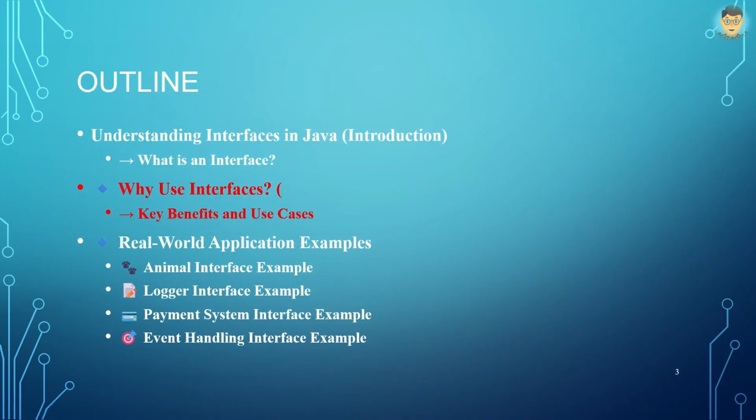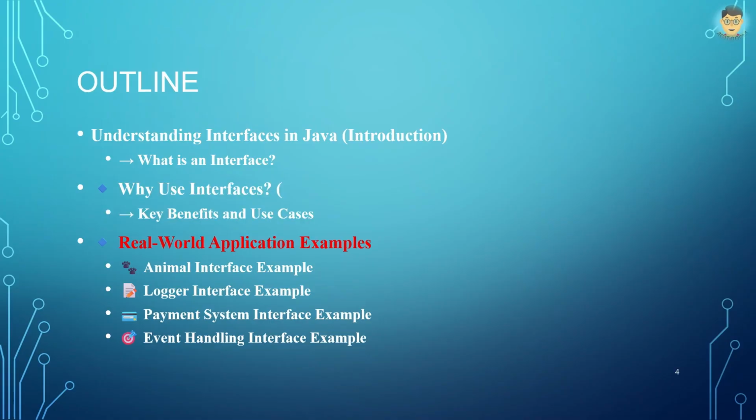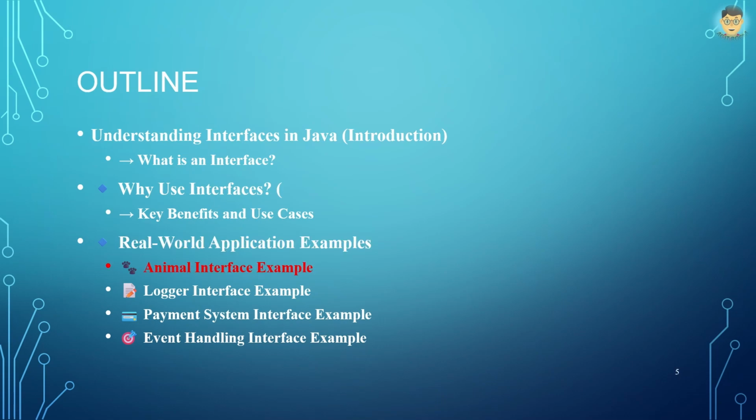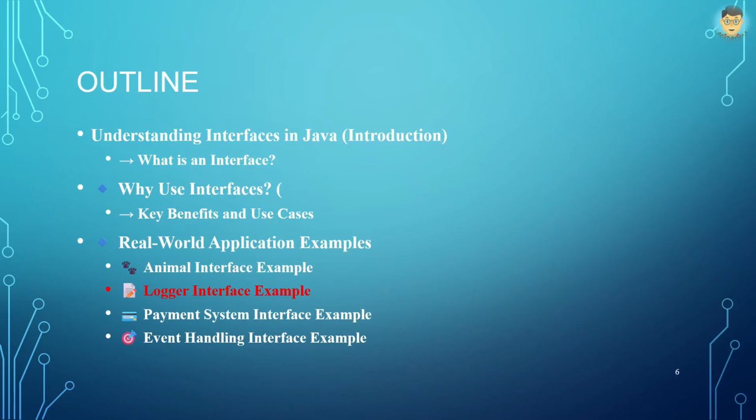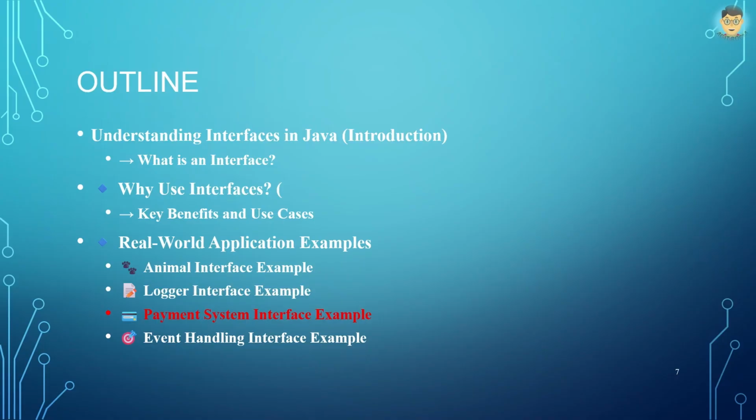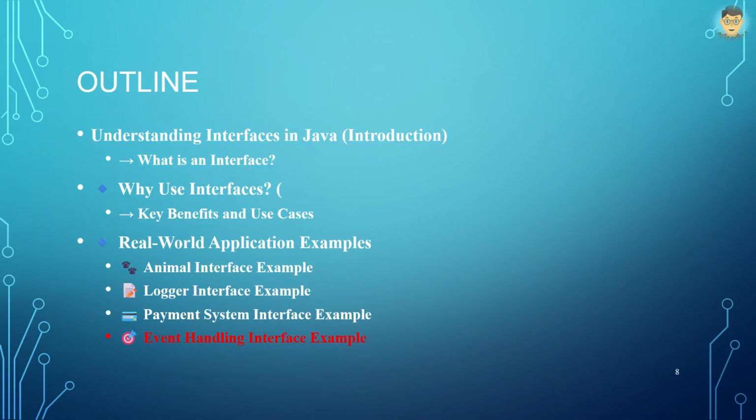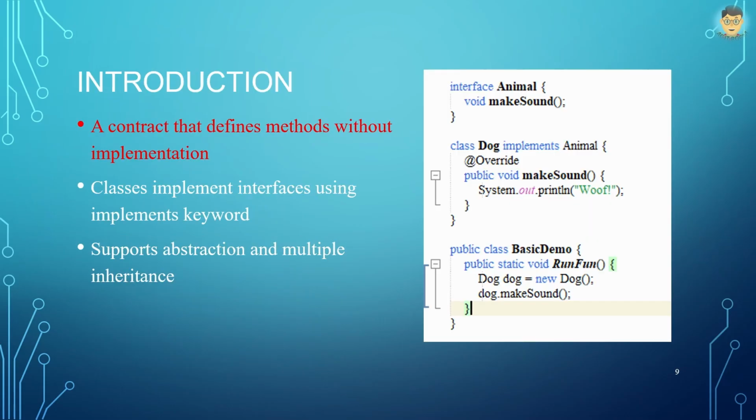Then we'll explain 3 key benefits of using interfaces, each demonstrated with a real-world case. Finally, 4 real-world example demos will be discussed. They are Animal Interface Example, Logger Interface Example, Payment System Interface Example, and Event Handling Example. Let's begin by exploring what is an interface in Java.